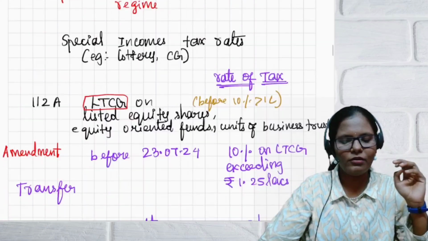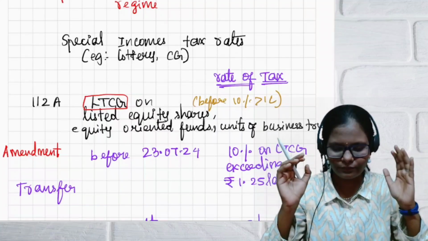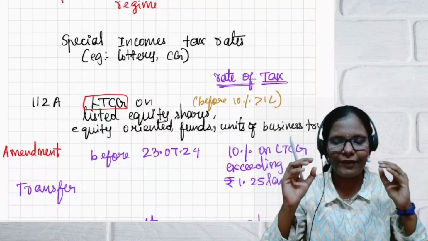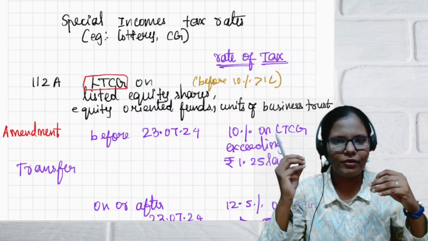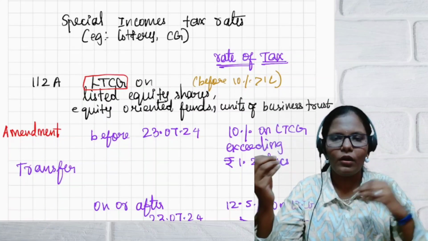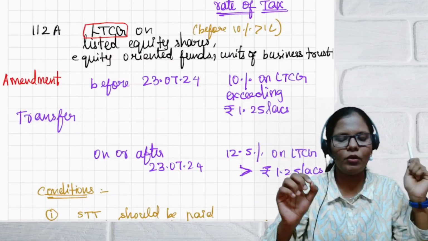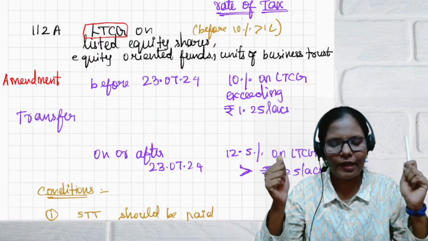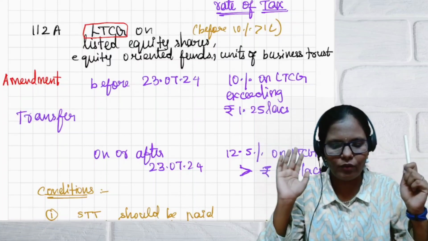The next amendment is special income tax rate. Special income tax rate means which is not a slab rate, it is a flat rate. For example, for lottery, flat rate is 30%, and we have flat rates for long term capital gain and short term capital gain. In this, the first section is 112A. This is long term capital gain on listed equity shares.